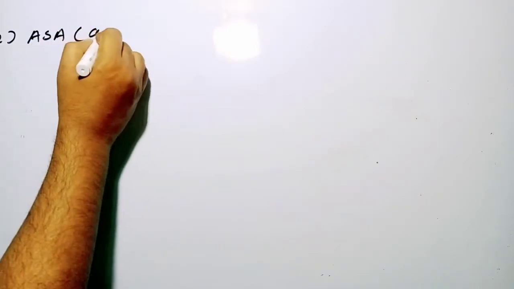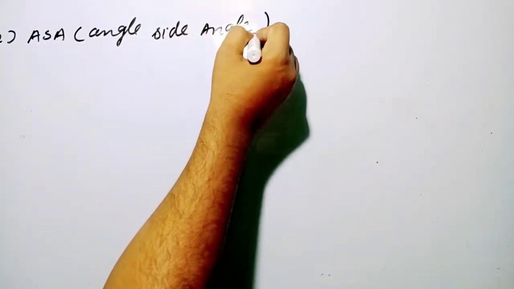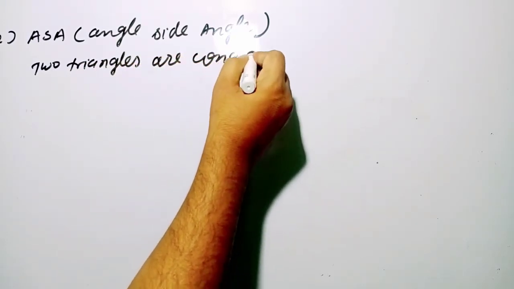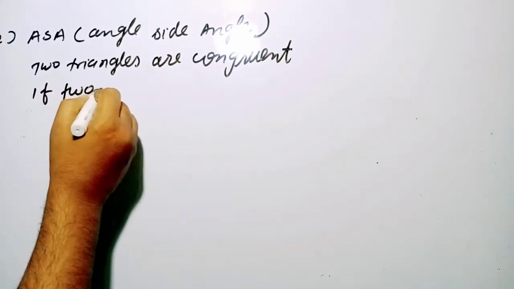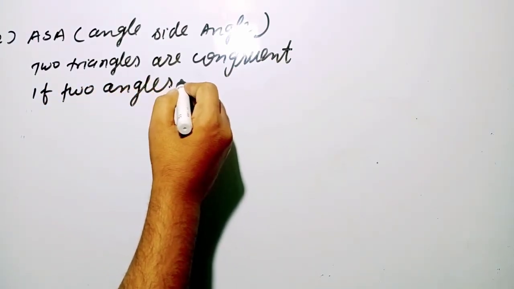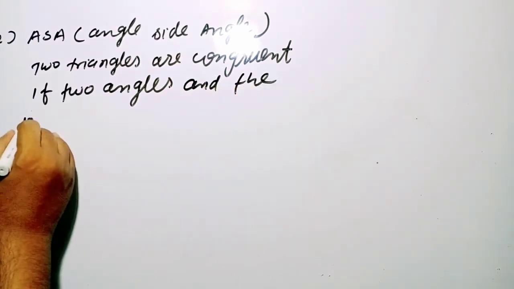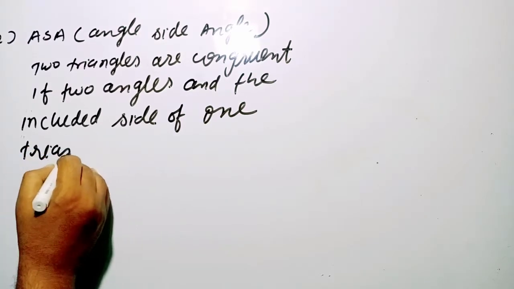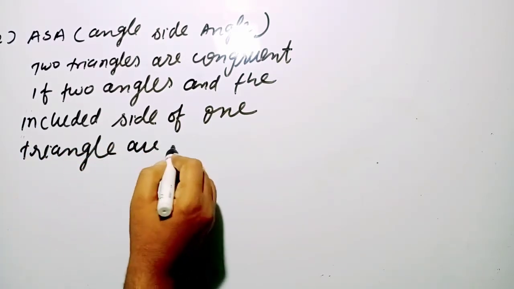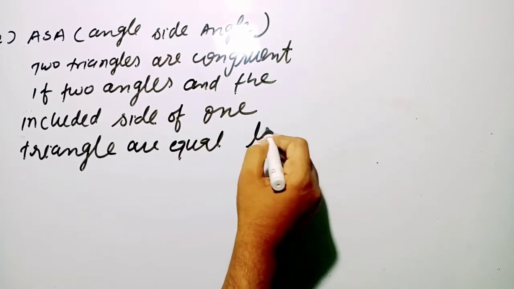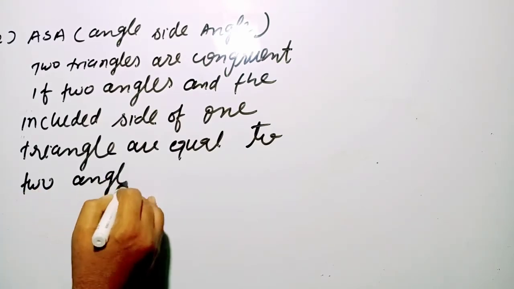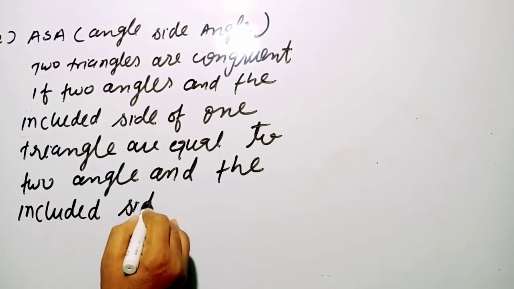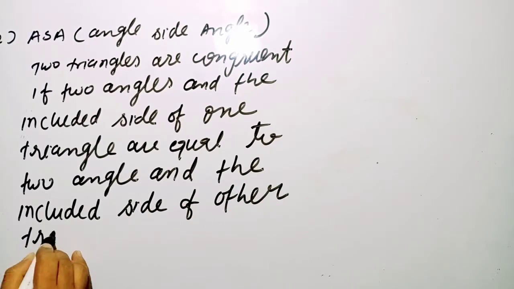Now the next is ASA, angle side angle, right? So two triangles are congruent if two angles and the included side of one triangle are equal to two angles and the included side of the other triangle, right students?